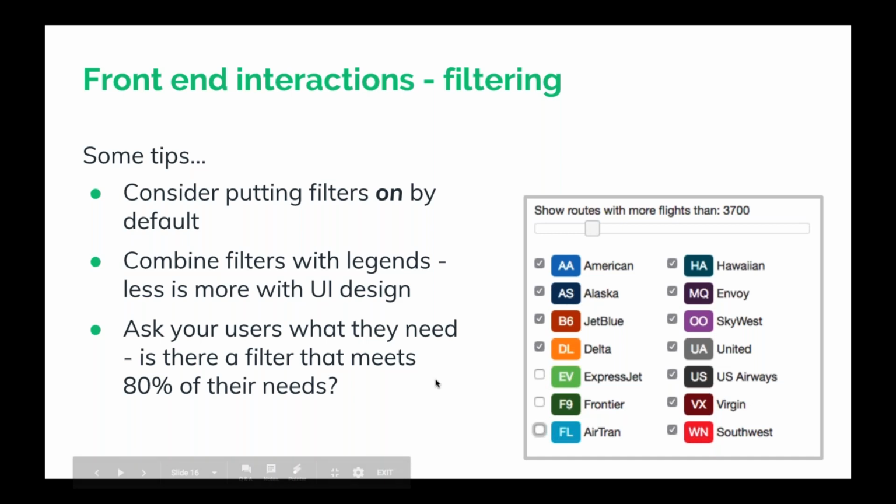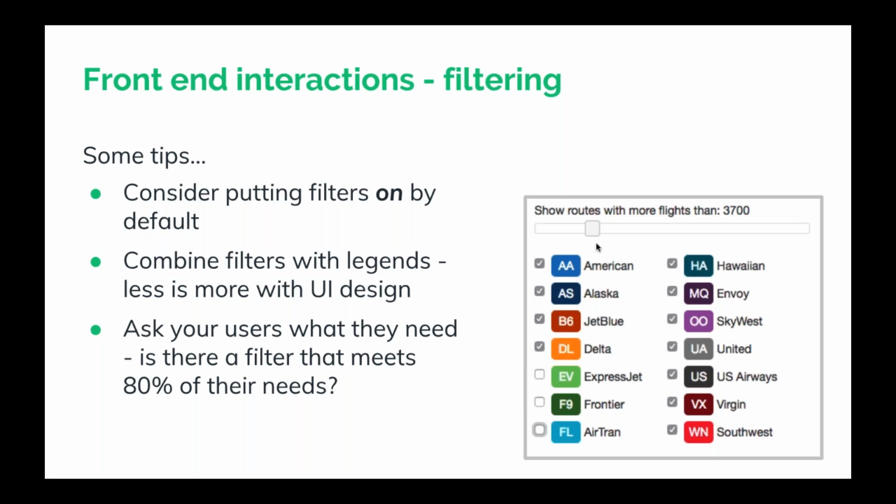Really, how do you know what to turn on and off by default? The only answer is talk to your users. Find out what are the kinds of questions they ask. What are they typically doing? It could be that 80% of the time, they only are interested in a certain fraction of the data, and you could make that the default filter.